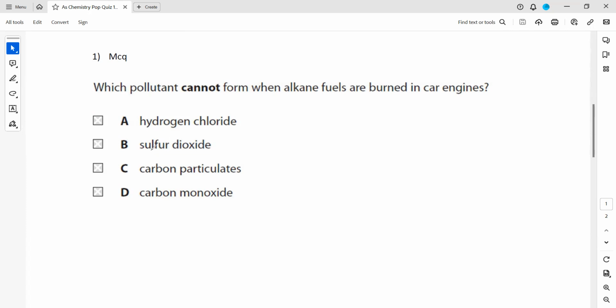Sulfur dioxide: the trace of sulfur in a fuel will result in the formation of sulfur dioxide. Carbon particulates can also be produced because it contains a high percentage of carbon. Carbon monoxide is produced due to incomplete combustion. But which of them is not there? That is hydrogen chloride gas, which cannot be produced by combustion of the fossil fuel.